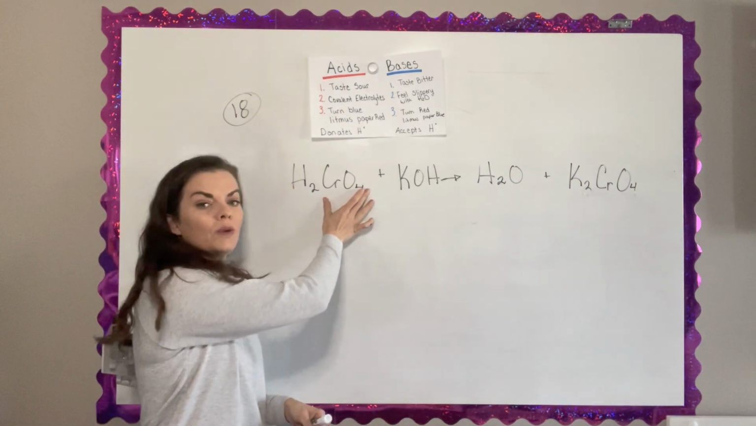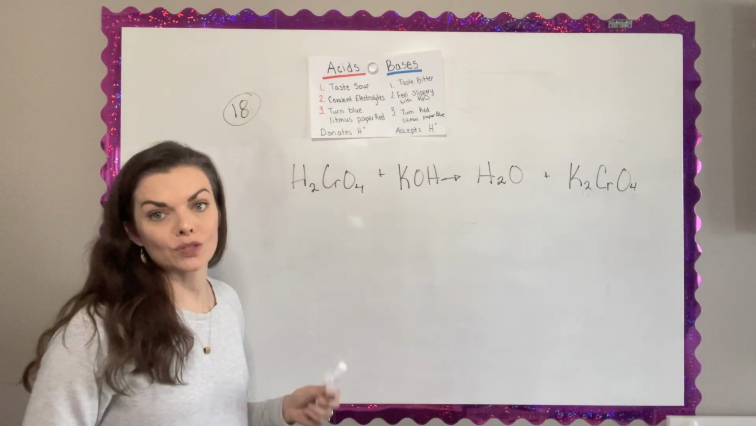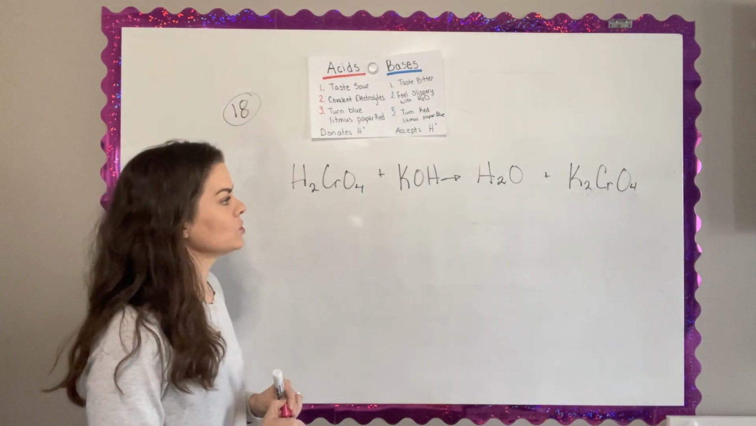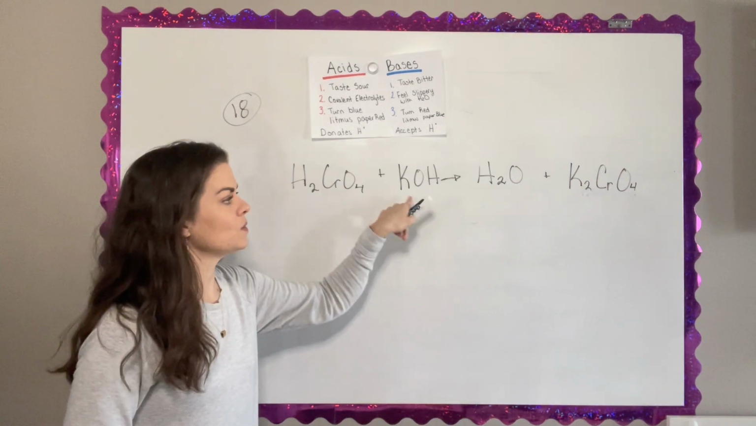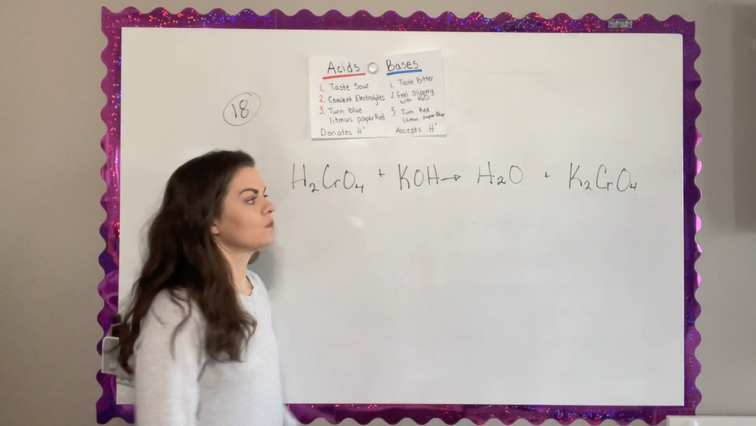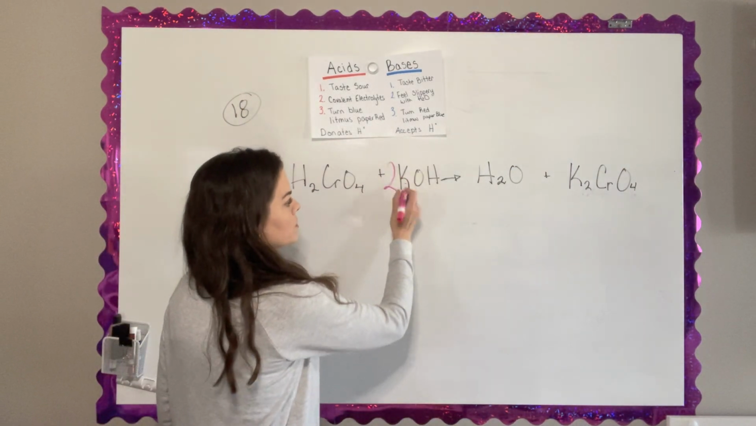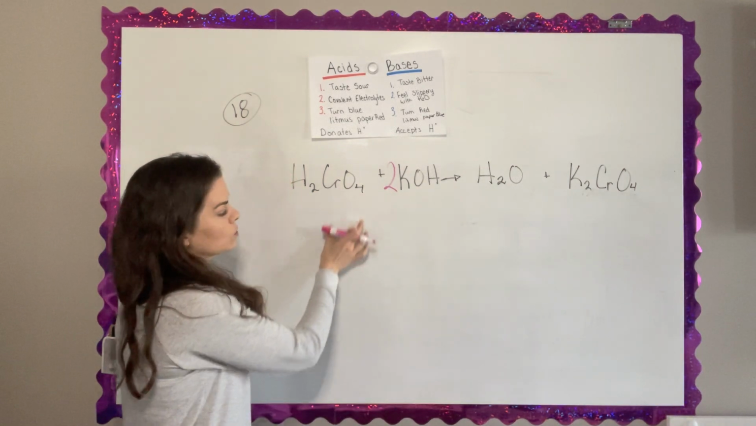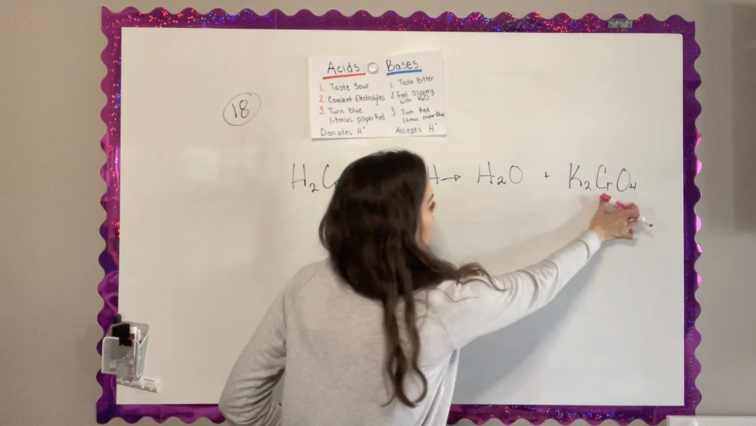You can either do the chromate or you could do the potassium first. It doesn't really matter which one. But let's look at potassium because it's pretty easy to see. We have 1 potassium here and we have 2 there. So I need to put a 2 here. So now let's look at chromate. We have 1 and 1.